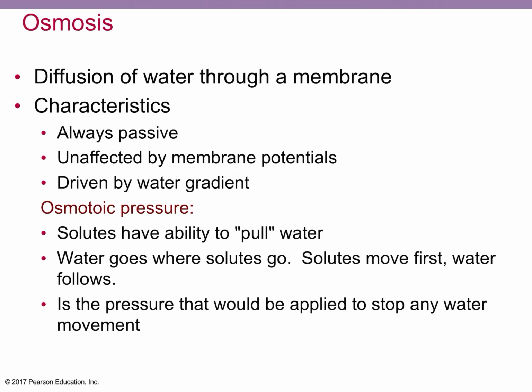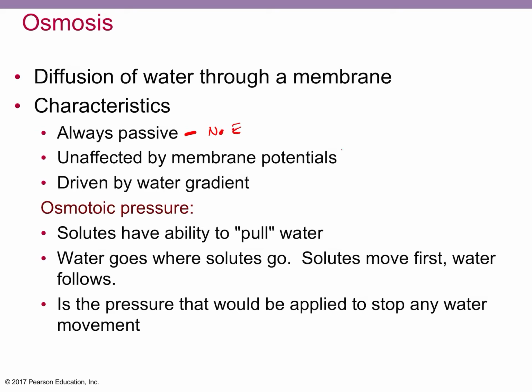Right, so this is part 2 of your chapter 4, membrane transport, starting with osmosis. Osmosis is defined as diffusion of water through a membrane. And there are some characteristics: this is a form of passive transport, right? So no energy is put into moving water across the membrane.